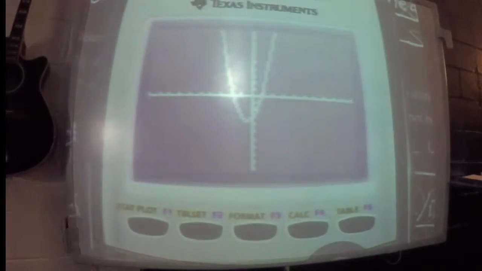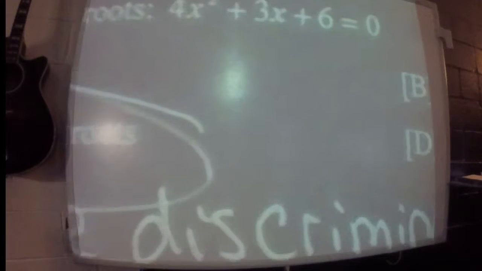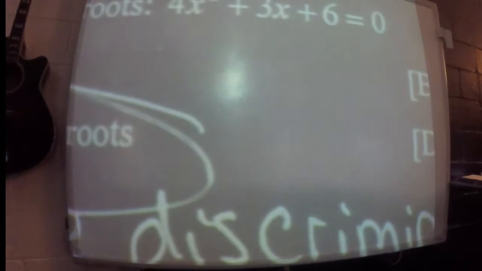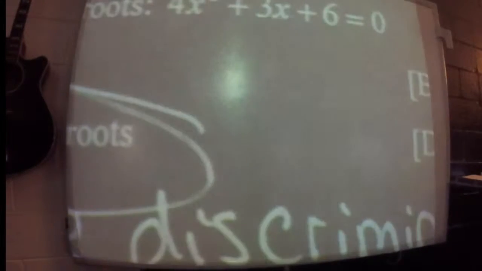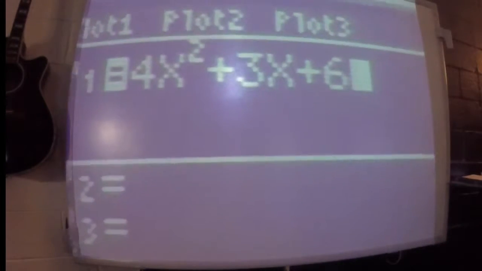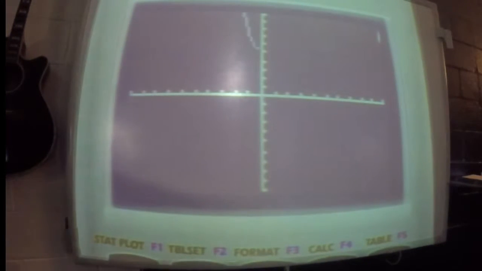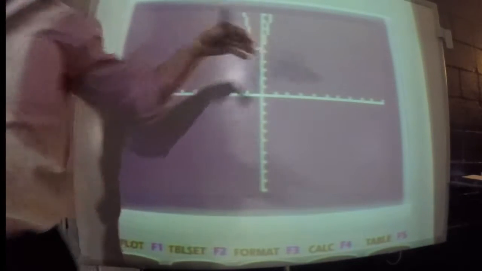The last one says no real roots. So the answer we got for this was that this had no real roots. So go ahead and put this in your graphing calculator. Let's look at what it looks like when you have no real roots. Or actually, what we put is that you have 2 imaginary roots. So 4x squared plus 3x plus 6. If you have no real roots, what do you expect to see? It's not hitting the x-axis. Whatever it does, it won't hit the x-axis. And that's what you see right there. You have your parabola up here, but if it doesn't hit the x-axis, it doesn't have any roots.